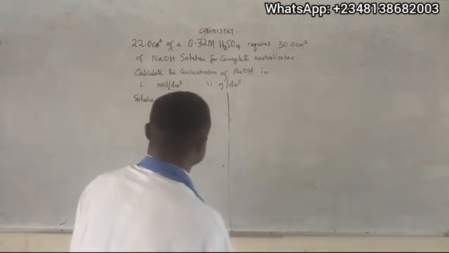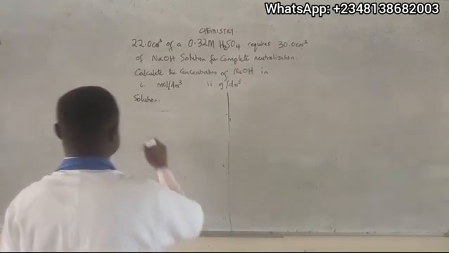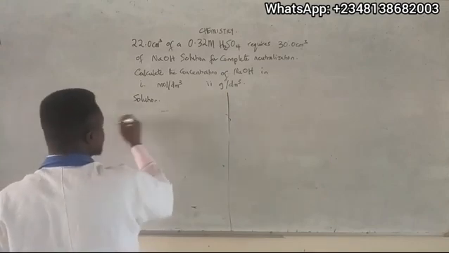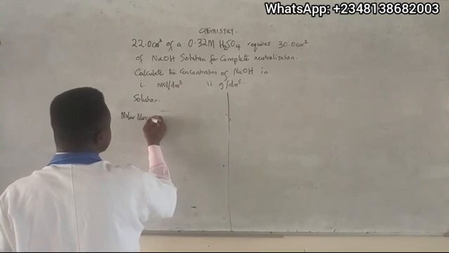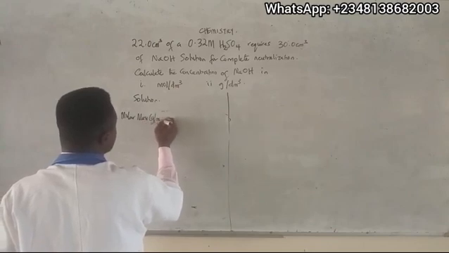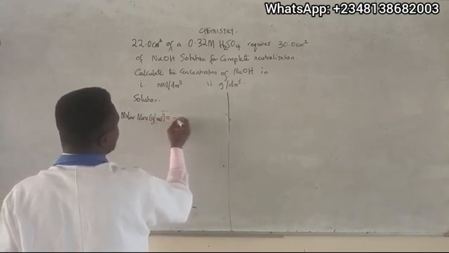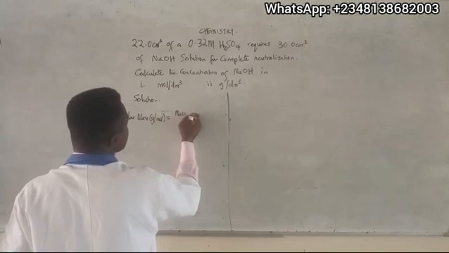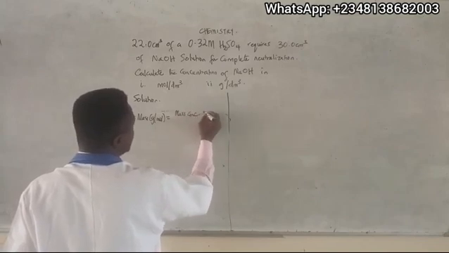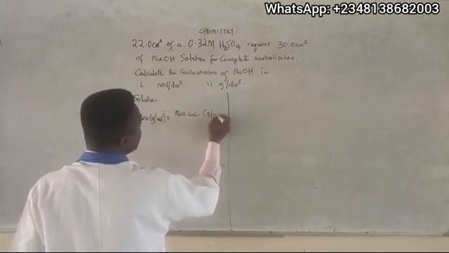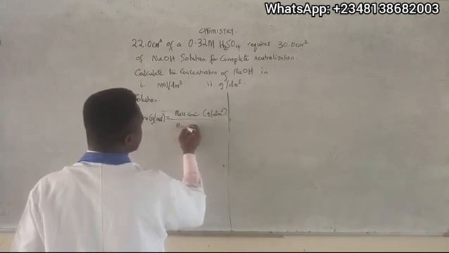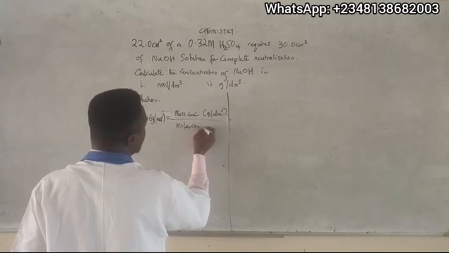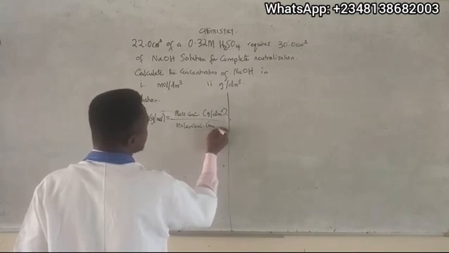And that relationship says that molar mass, in gram per mole, is equal to mass concentration, in gram per dm³, all over molar concentration, in mole per dm³.